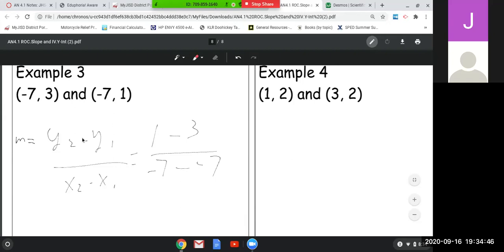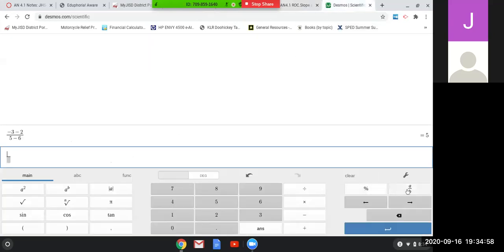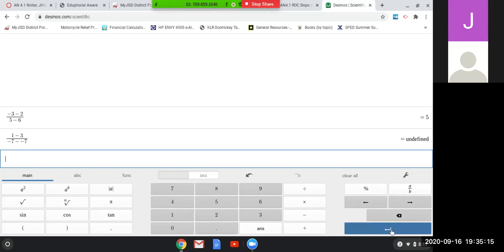Okay. Now let's see what happens if I put this in my calculator. 1 minus 3 over a negative 7 minus a negative 7. One minus 3. Scroll down, and then I'm going to do negative 7 minus a negative 7. And I get this crazy thing. It says undefined. It doesn't simplify to any number. Let's see why.